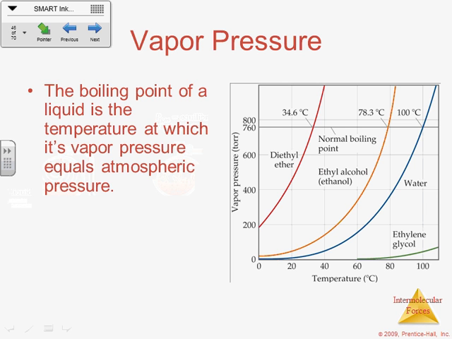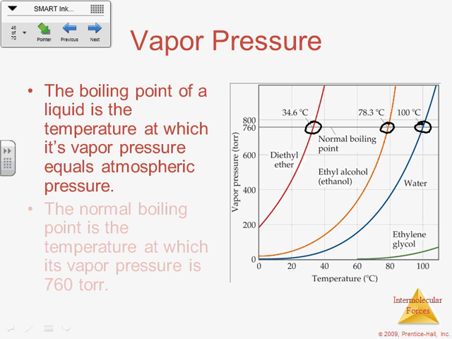And then the boiling point of a liquid is the point at which the vapor pressure equals the atmospheric pressure. Okay, so you've got right here at 100 degrees Celsius for water. That's when the vapor pressure pushing up on the atmosphere is equal to the atmospheric pressure pushing down, and that's when it will boil. Okay. Normal boiling point is the temperature at which the vapor pressure is 760 torr, because that's atmospheric pressure. Okay.